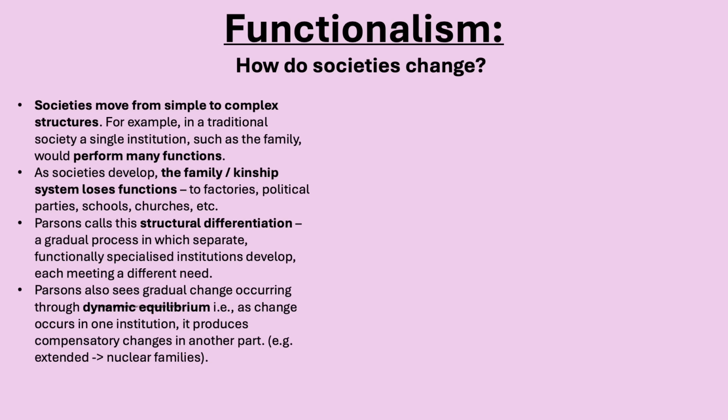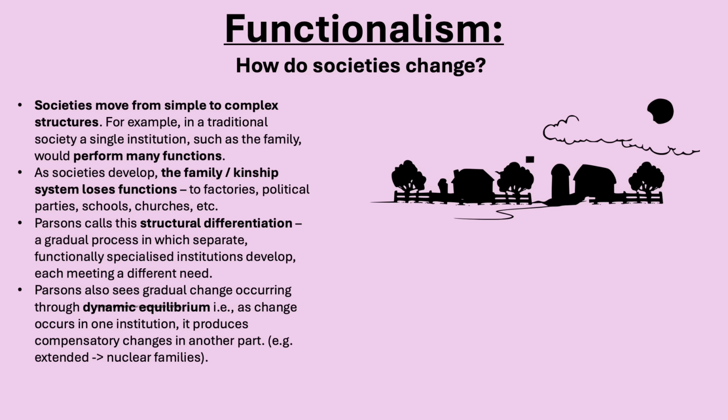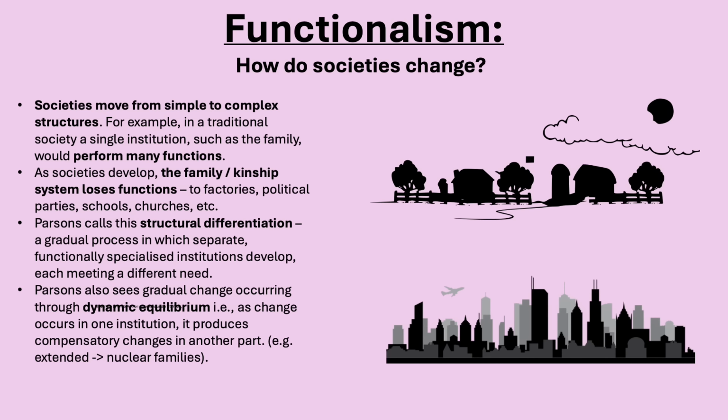Parsons also sees gradual change occurring through dynamic equilibrium. That is, as change occurs in one institution, it produces compensatory changes in another part. For example, the change from the extended family, when it was the agricultural revolution and things like that, to the nuclear family for the industrial revolution. So here, there's a little farm, and there's the city.